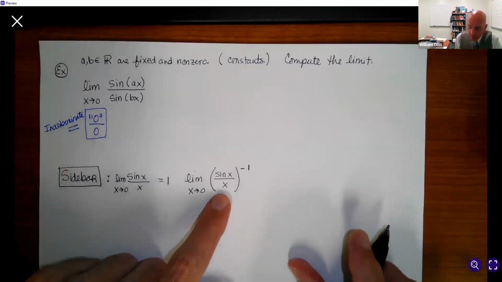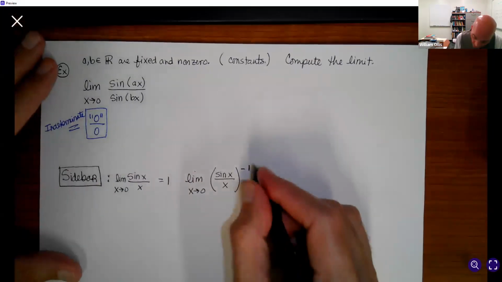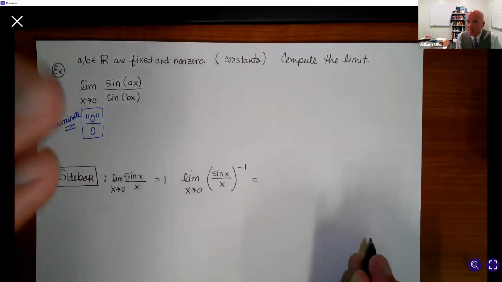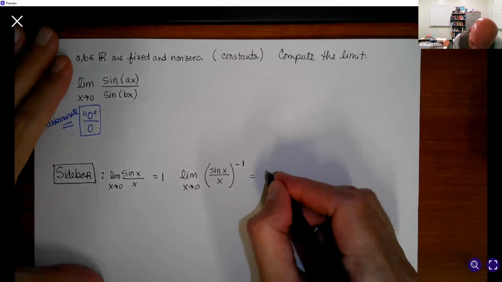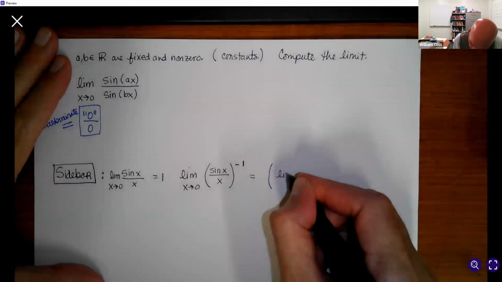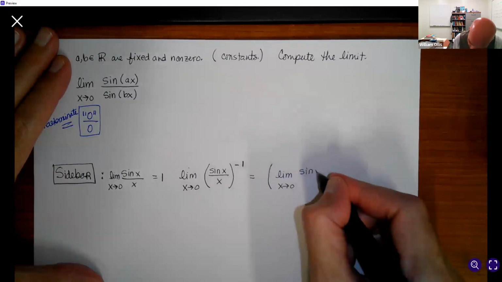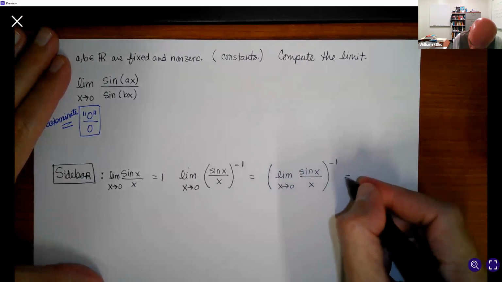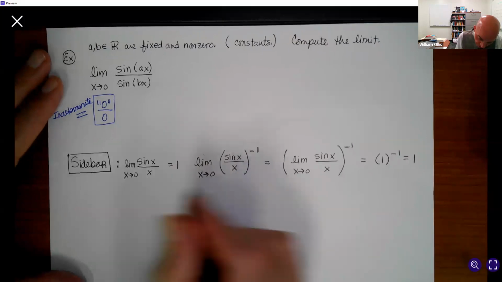Now, this is just the limit of X over sine X. But we know that the limit of the inner function is 1. If we pass the limit inside, and then we can reciprocate 1 and get 1. Well, that's good because 1 is a real number. So this will just be, by the composition result, the limit as X approaches 0 of sine X over X to the -1, which is just 1 to the -1, which is 1. But no, observe.